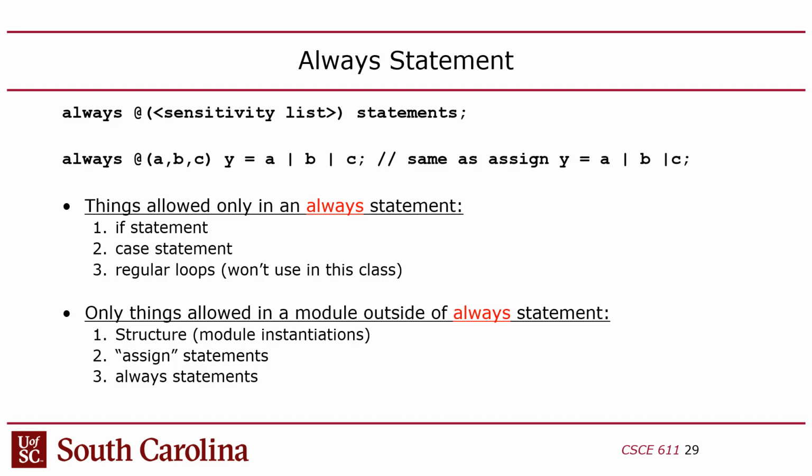Okay, so in an always statement, you can put if statements, which you can't do outside of an always statement. You can do case statements, and you can do regular loops, although I've never actually used a regular loop. There's also a generate loop, which we will use in this class, but a regular loop that creates an actual loop, I've never put one of those in an always.